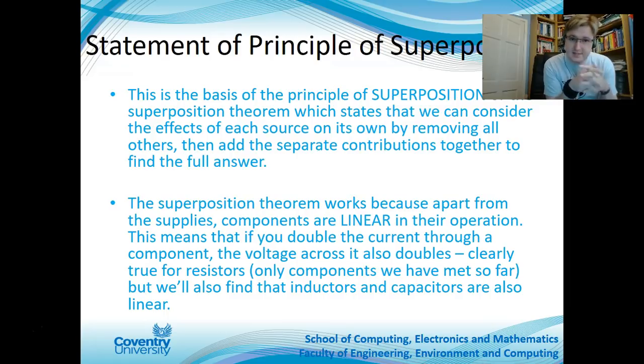So this says that the basic principle of superposition theorem is that we consider the effects of each source by removing all of the sources and then add the separate contributions together. Here, note this bit here, it says superposition works because apart from the current supplies, all the components that we're considering here are linear in operation. So if you double the current through a component, the voltage across it also doubles. Okay, and this is common for resistors, which is the only component we've met so far.